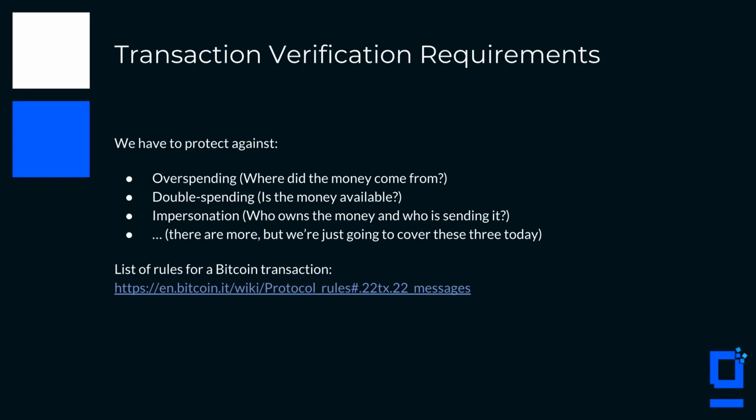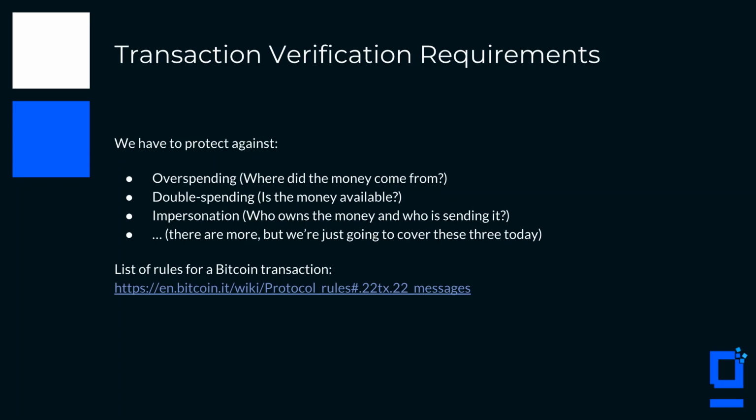The first is overspending. It asks the question, where did the money come from? So, for example, Alice sends a transaction and it says subtract 5 coins from Alice's balance, but add 12 coins to Bob's balance. That's dishonest because you're generating these extra 7 coins out of nowhere, right? So that would be an example of overspending.